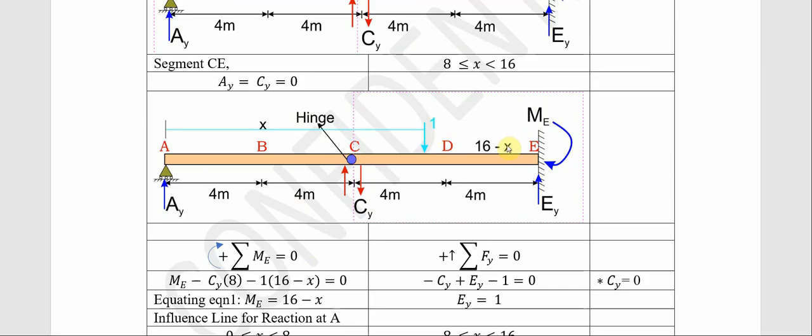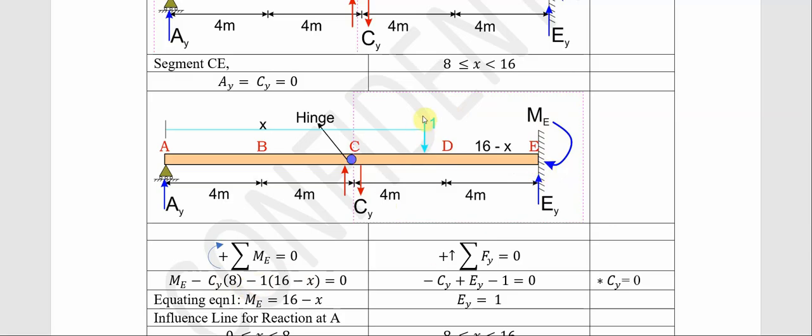Now let us take moment about this point and see what we are having. The only forces that we have at this segment is this one and also this CY pointing downward. So if you are taking moment, we have moment about E. This one is coming clockwise and this one is coming counterclockwise. That's why we have minus CY, and it's going to travel a distance of 8 meters before getting to this point. That's why we have minus CY times 8.